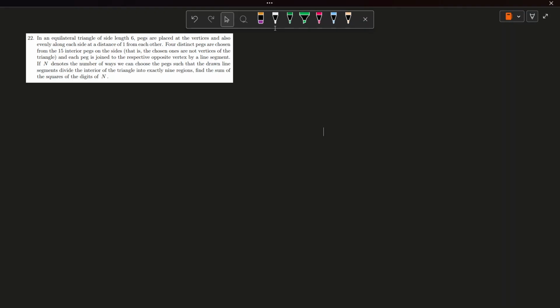Hello everyone. This is question 22 from IOQM 2023. We are given an equilateral triangle of side length 6. Pegs are placed at the vertices and also evenly along the sides, each at a distance of 1 from each other. 4 distinct pegs are chosen from the 15 interior pegs on the sides, that is, the chosen ones are not vertices of the triangle.